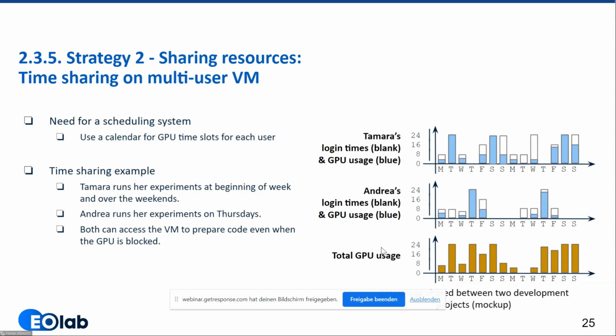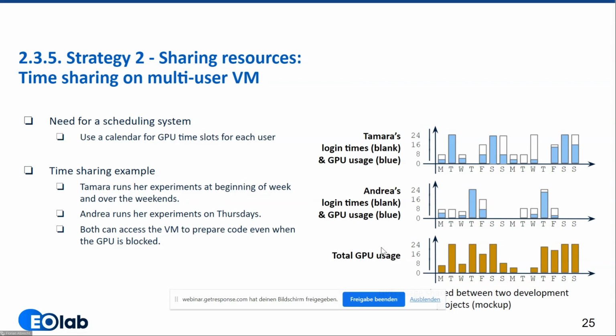people would only be able to use their own slice and not the slices of others that nevertheless might be idle. So that's why there's an advantage in sharing the resources. What you should do is to make a scheduling system. So everybody should be assigned some certain time when they can use the GPU. And then you have a calendar for GPU time slots for each user.